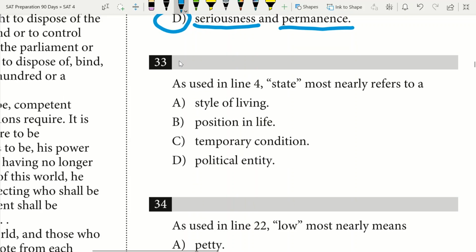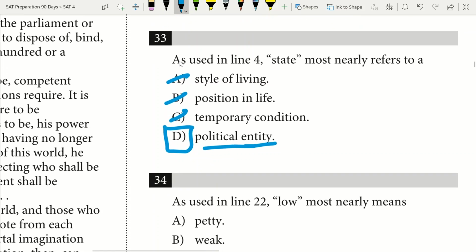So in this case, state is really referring to a political entity. We're not talking about position in life or a temporary condition or a style of living. We need to be talking about something to do with government and with politics. In this case, political entity would be correct. So our answer for 33 would be D.